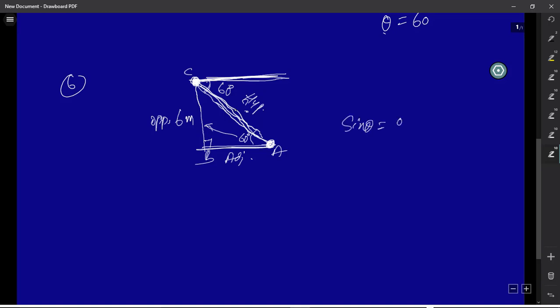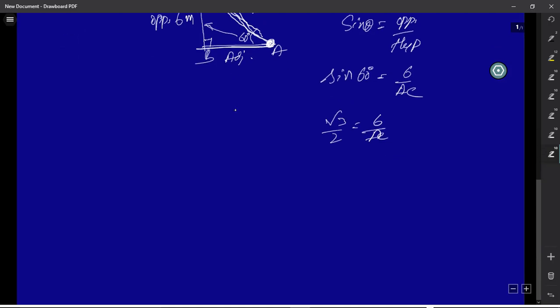We know that sine theta is opposite side by hypotenuse. Sine theta, what is theta? Theta is 60 degrees. Opposite side is 6 meters by hypotenuse. I don't know the hypotenuse, AC, I'm writing AC as it is. Sine 60 is root 3 by 2.